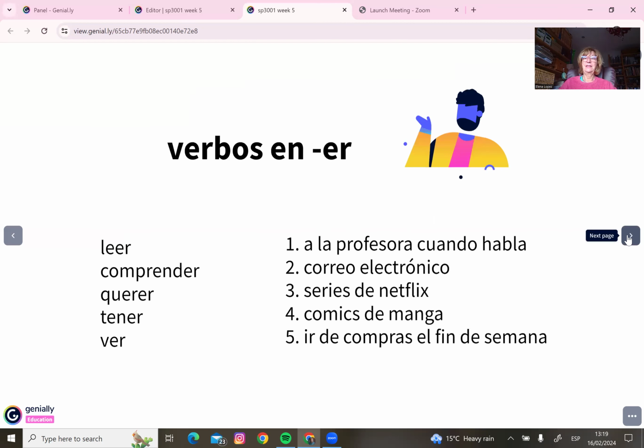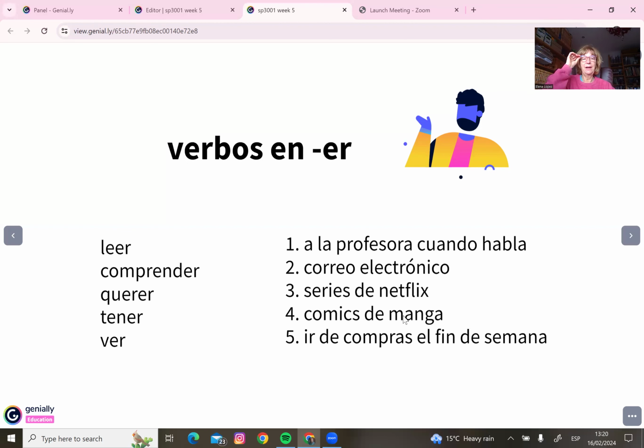We did exactly the same with this other group. This is the second group. So you see there are many different verbs that we already studied that have this ending. Leer, comprender, querer, tener, ver. Again, we started making sentences that make sense. Por ejemplo, leer correos electrónicos. I can read emails. Leer cómics de manga. These manga books.